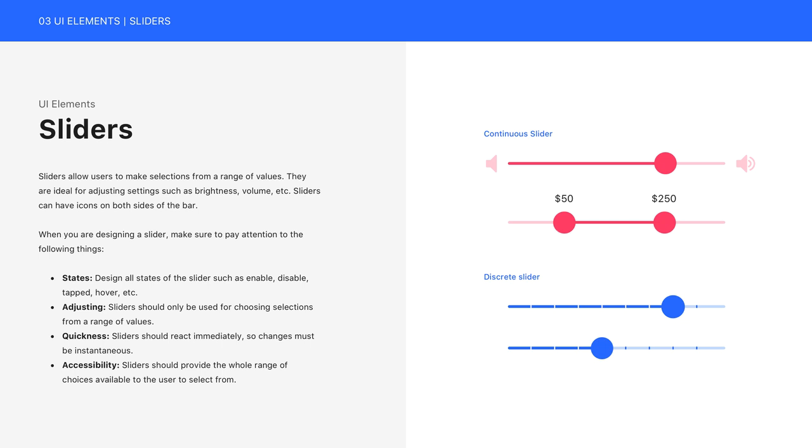Number 1. States. Design all states of the slider such as enable, disable, tapped, hover, etc. just like buttons. Number 2. Adjusting. Sliders should only be used for choosing selections from a range of values. Number 4. Quickness. Sliders should react immediately, so changes must be instantaneous.